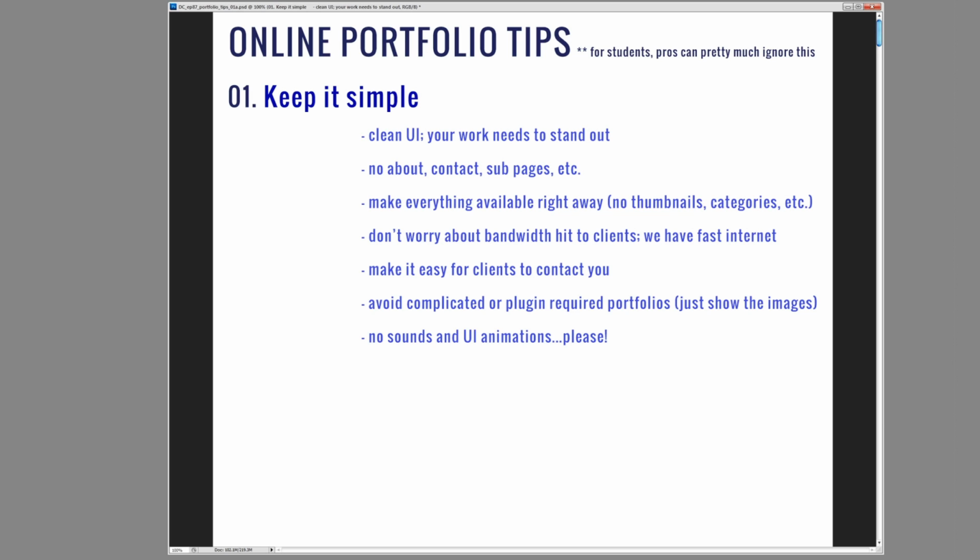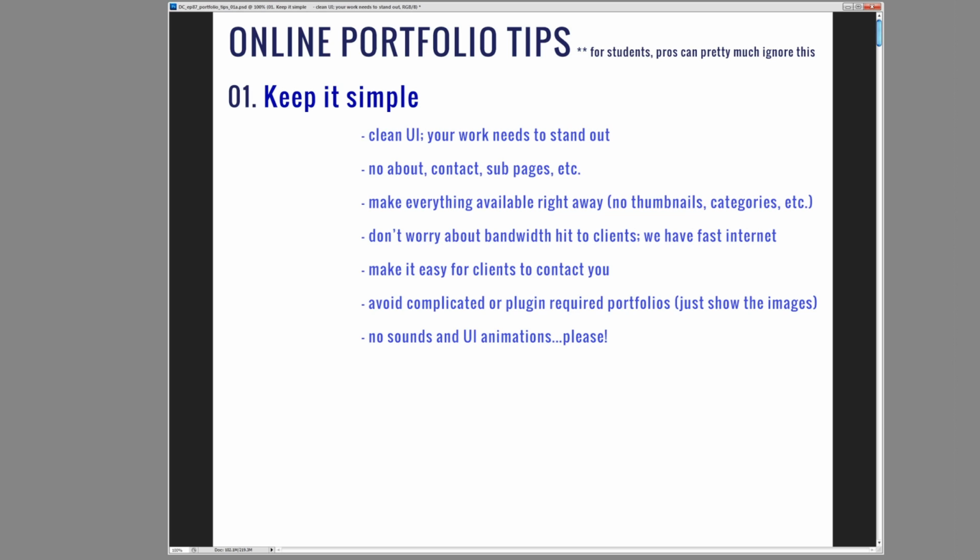Next, don't worry about bandwidth for your clients. What I just mentioned is you load everything up and show all the images at one time. Don't worry, these clients are hiring you, us included. We have very fast internet. We are in companies that have some of the best internet possible, so we're not going to be worrying about how much it's going to cost us in bandwidth or speed. Just put whatever you want. We have the ability to load them up, so not a problem.